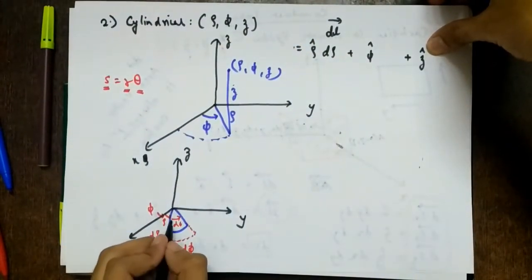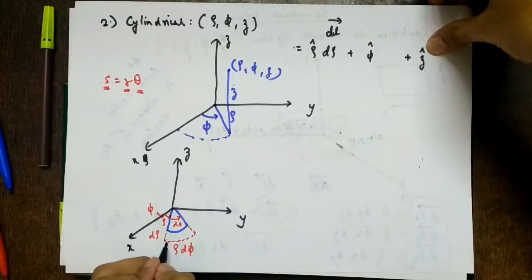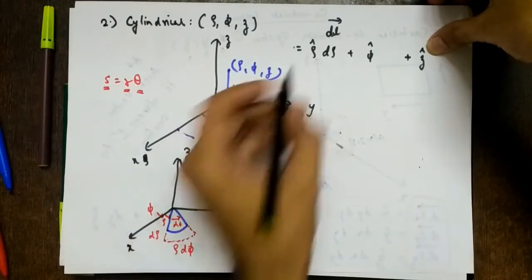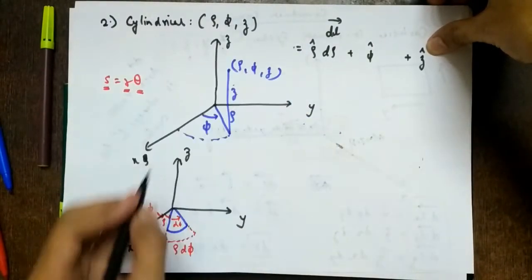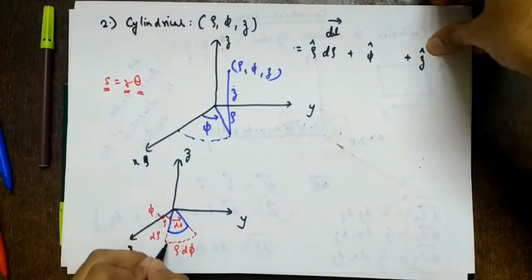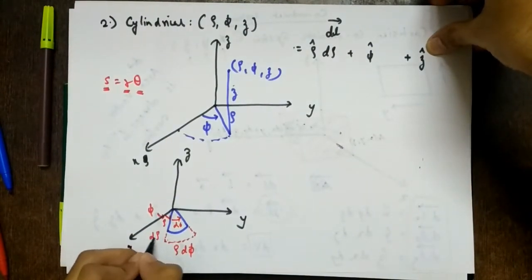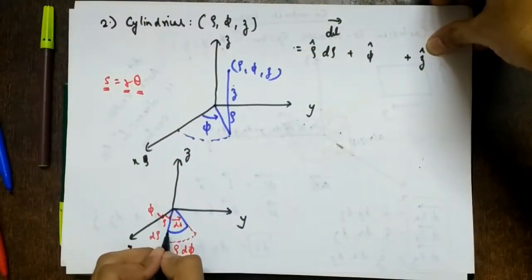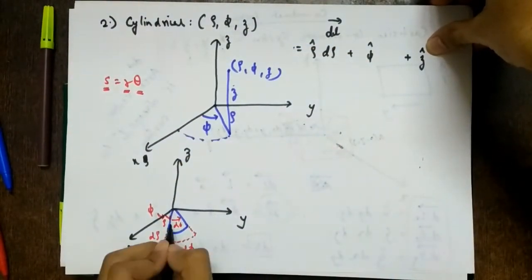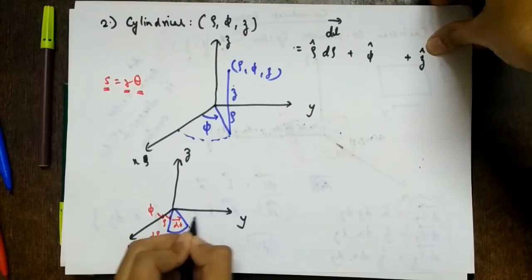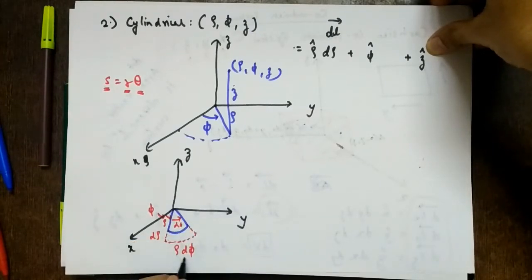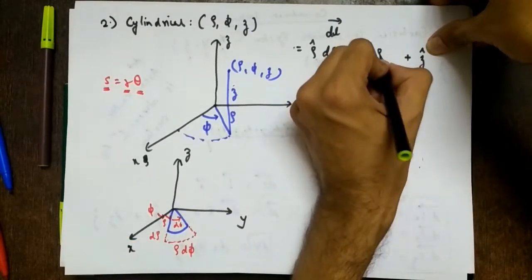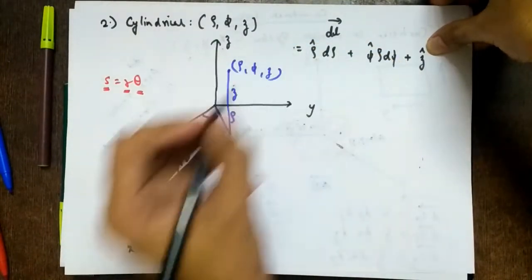Fine. But in phi cap, what are we getting? We are getting rho d phi. So what is happening in rho cap? In rho cap we are getting a variation of d rho. The variations we have to write in phi cap direction. Phi cap means we are moving along the xy plane. This arrow indicates like this. It is moving along the xy plane. So what is changing in the xy plane? Rho d phi. So here we will get rho d phi.